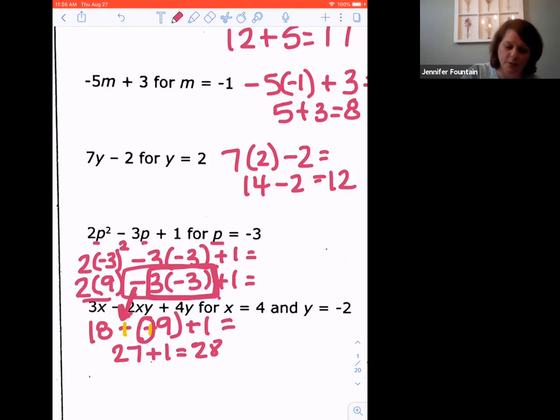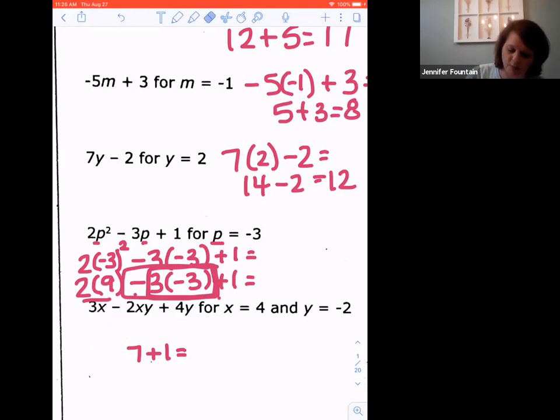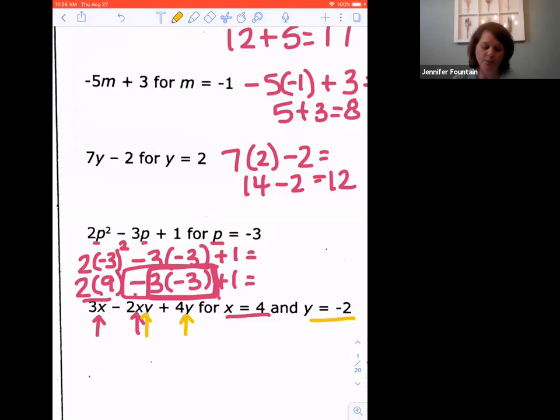Okay, so I'm going to erase that so I can get to this problem right here. Now notice that we have x is equal to 4. So everywhere I have x, I'm going to plug in a 4. y is -2. Actually, we'll do a different color for that. y is -2. So when I have y, I put in my -2.